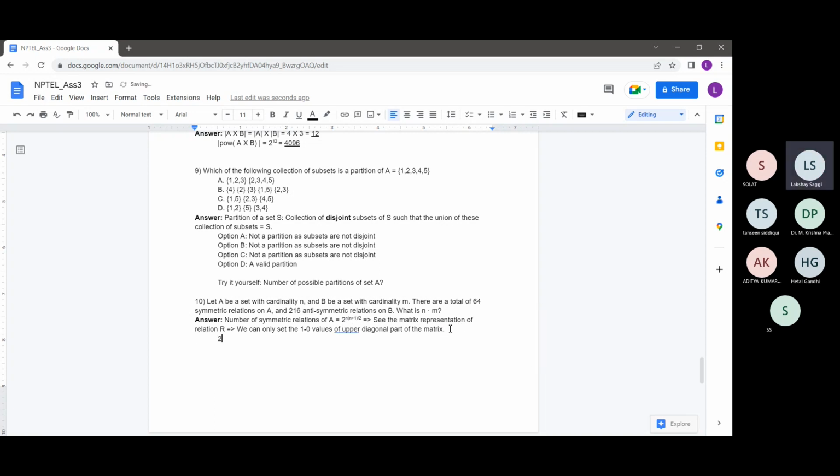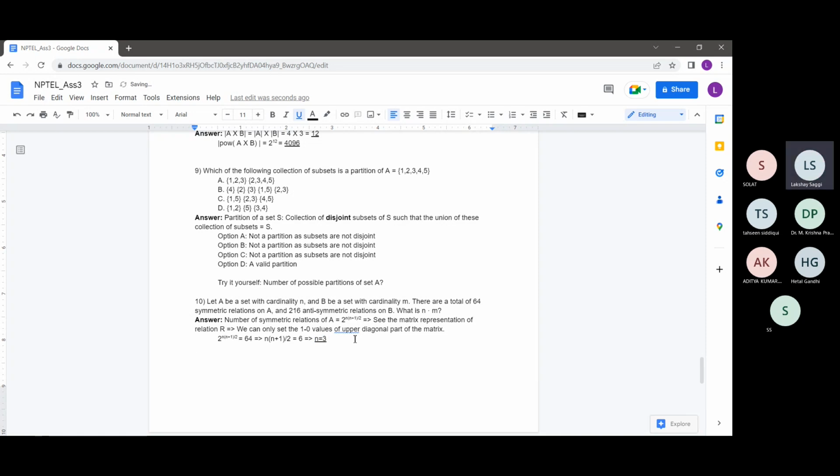So this implies that 2 to the power n(n+1)/2, as given to us, is equal to the number of symmetric relations, which is equal to 64. 64 is just 2 to the power 6. So n(n+1)/2 is equal to 6, which gives us n as 3. So n is 3.